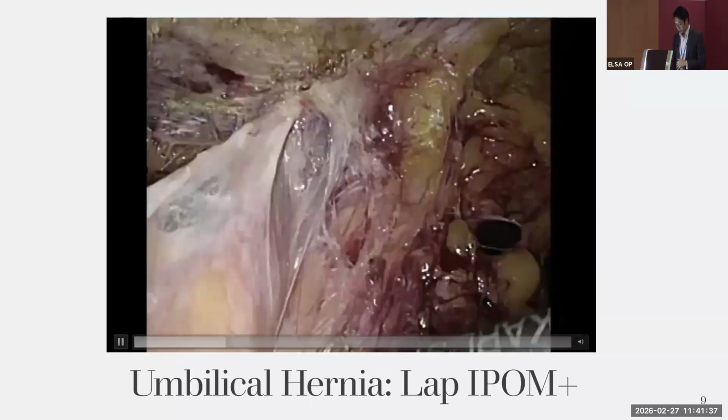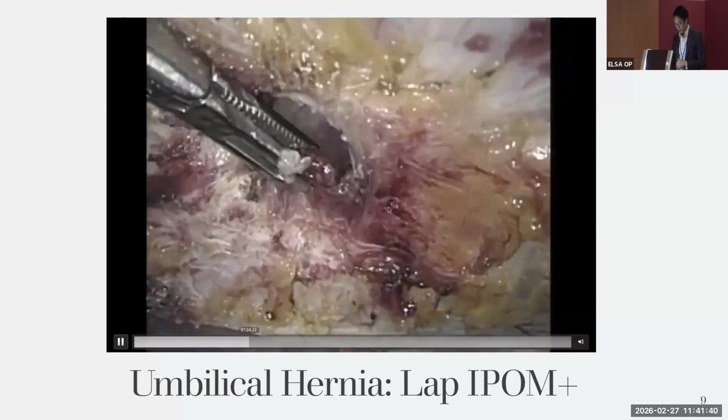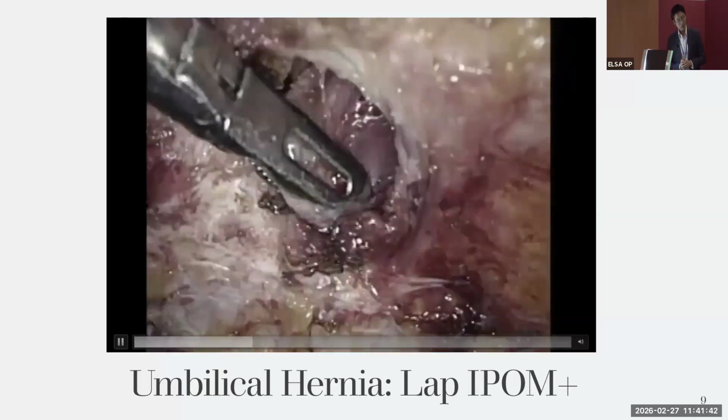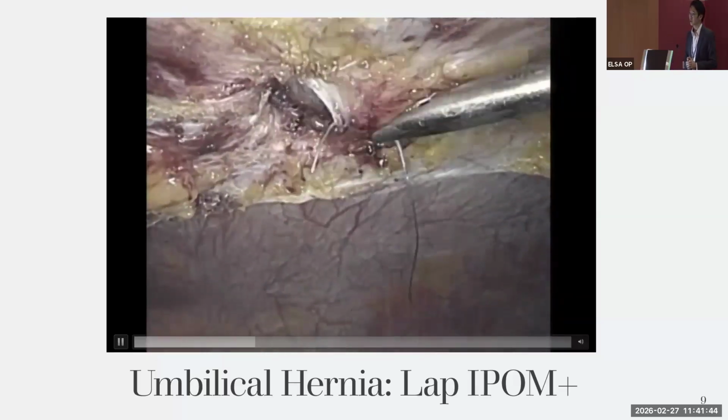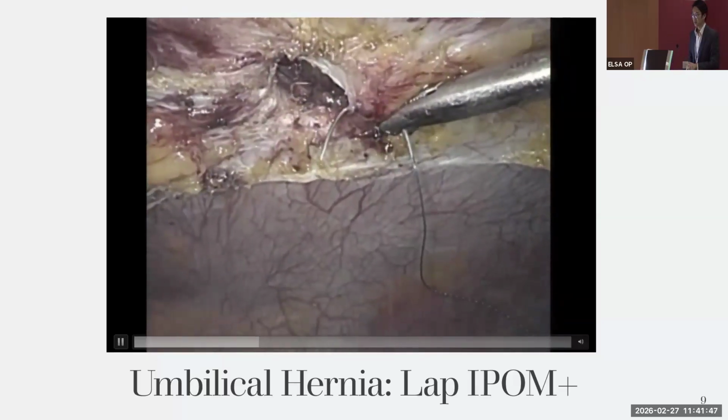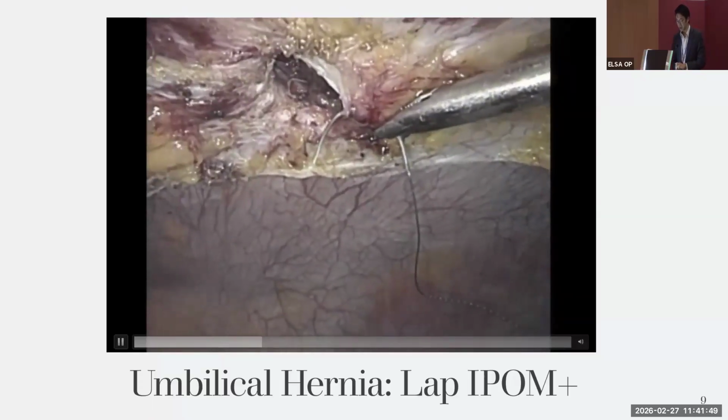Okay, so we dissect around the hernia defect. Okay, and you can see, actually this is the hernia defect. It's not too fantastic, not too huge, right? At most probably about 2 centimeters, I would say.